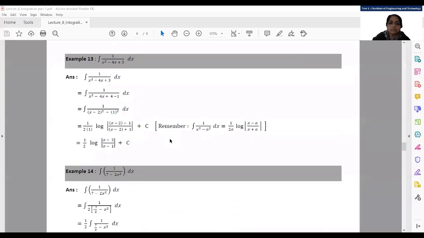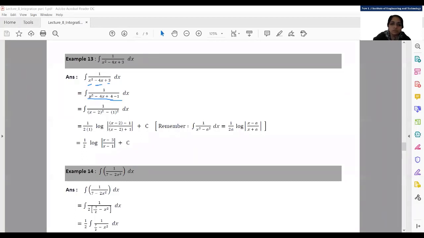Now, the same trick we are applying here. In this example, my quadratic equation, x square is my first term, minus 4x is my middle term. By applying the last term formula, my last term will be 4. So I keep this 3 as 4 minus 1. So there is no change in any value of this term. So the x square minus 4x, I keep this 3 as 4 minus 1 because my last term will be the 4. So this one is my perfect square now.